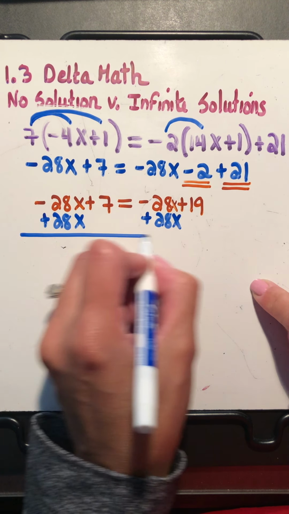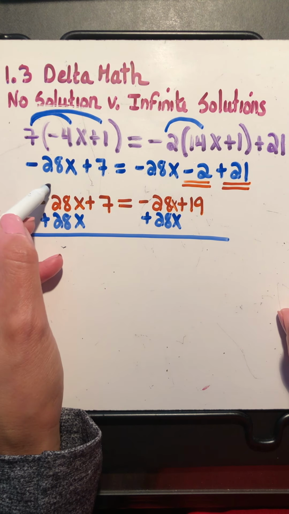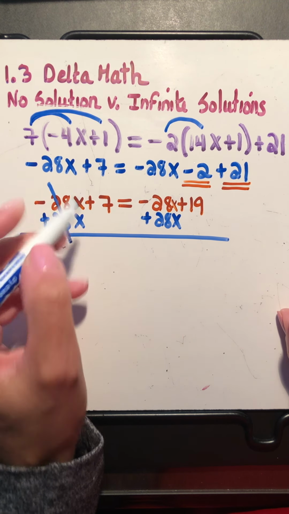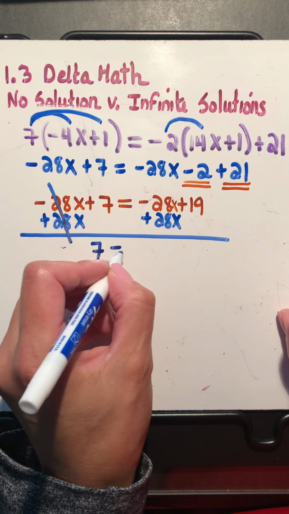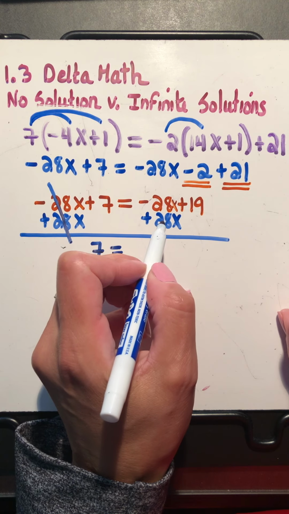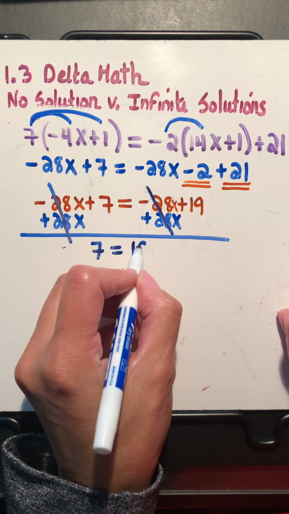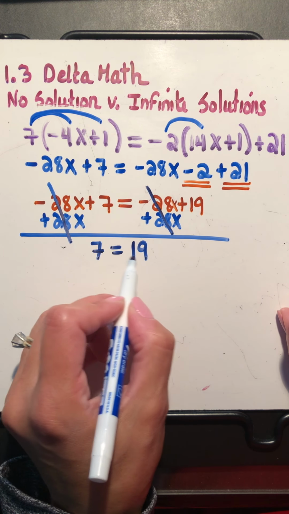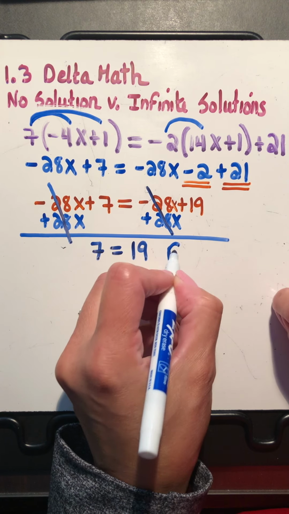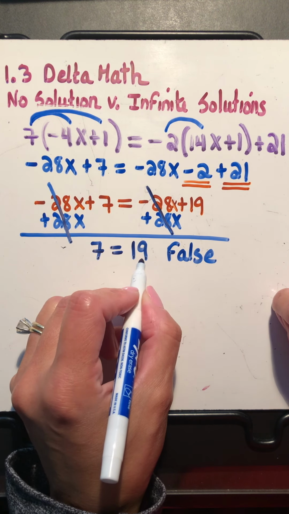What that gives me is something very interesting. Negative 28 and positive 28 add to 0, so they cancel, and I'm left with a 7 on the left. On the right, I have negative 28x plus positive 28x. They cancel. I'm left with a 19 on the right. When you look at your answer, you realize that you have 7 equals 19, and that makes no sense. That's a false statement because 7 does not equal 19.